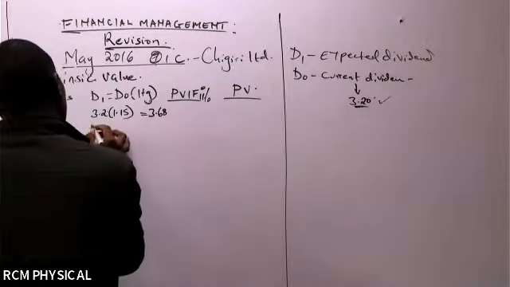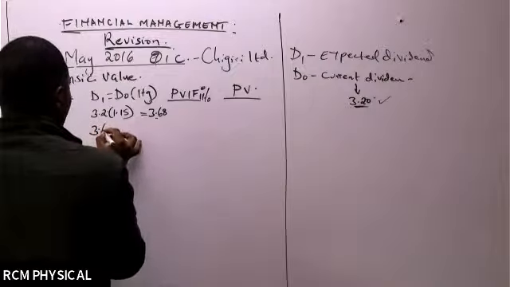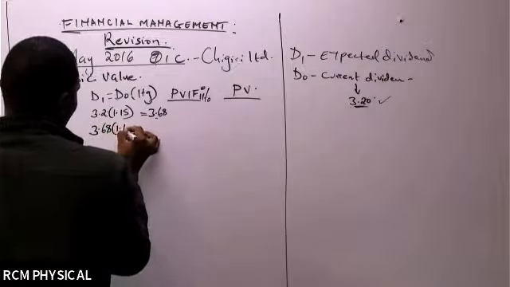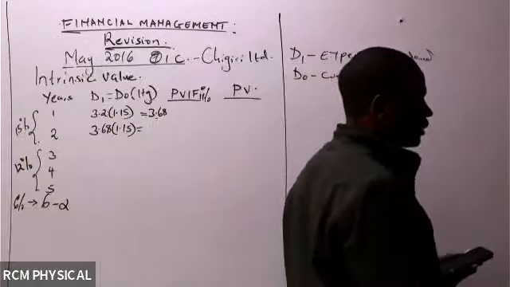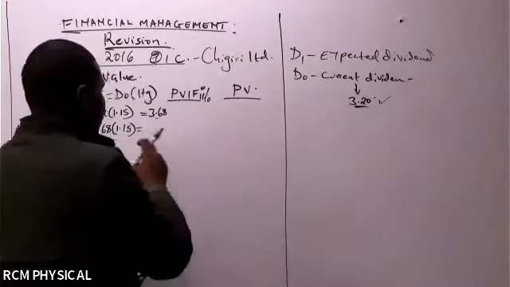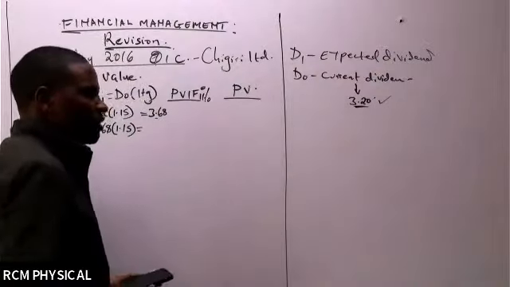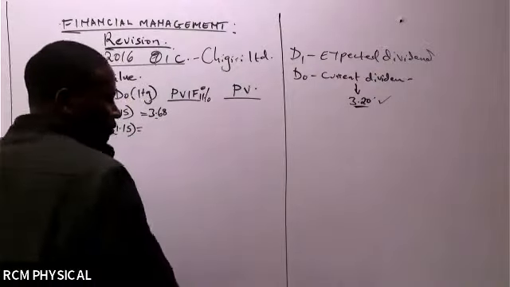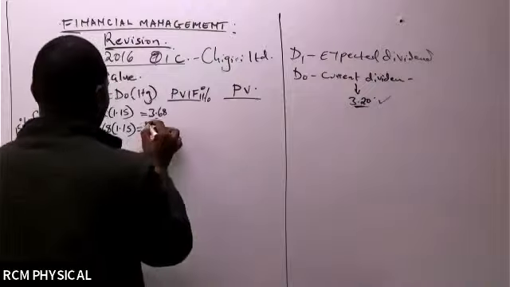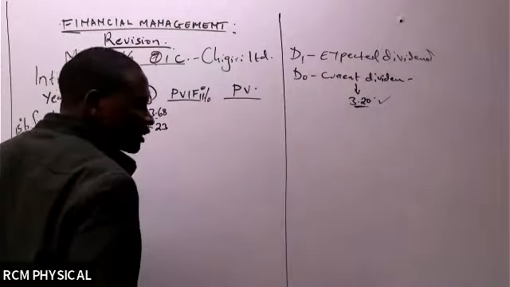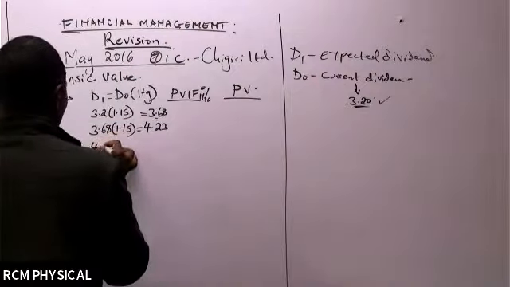Then the second one. 3.68 will be the current dividend in the second year, times 1.15, because the growth is the same for the 2 years. What will be our value now for the second year? Just give me the value. It is 4.23.